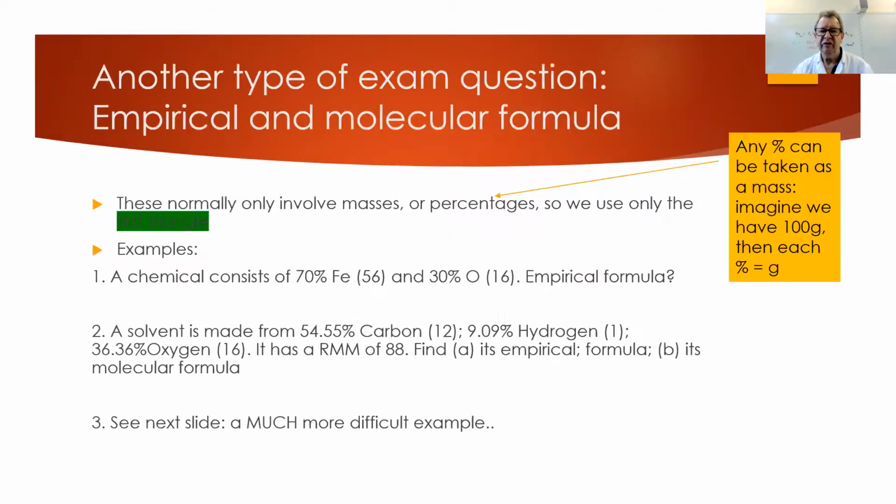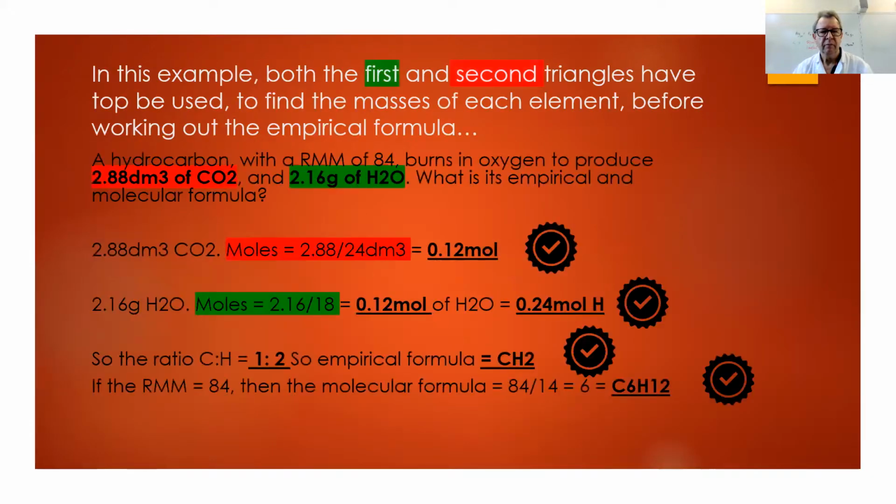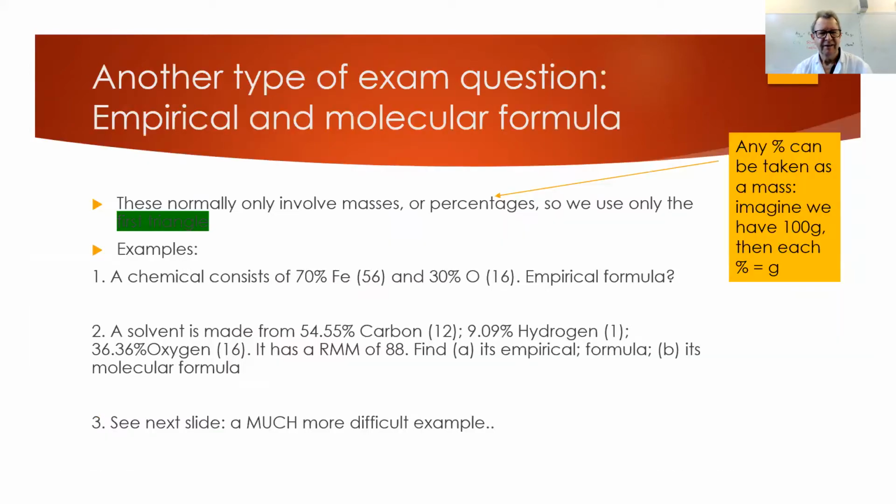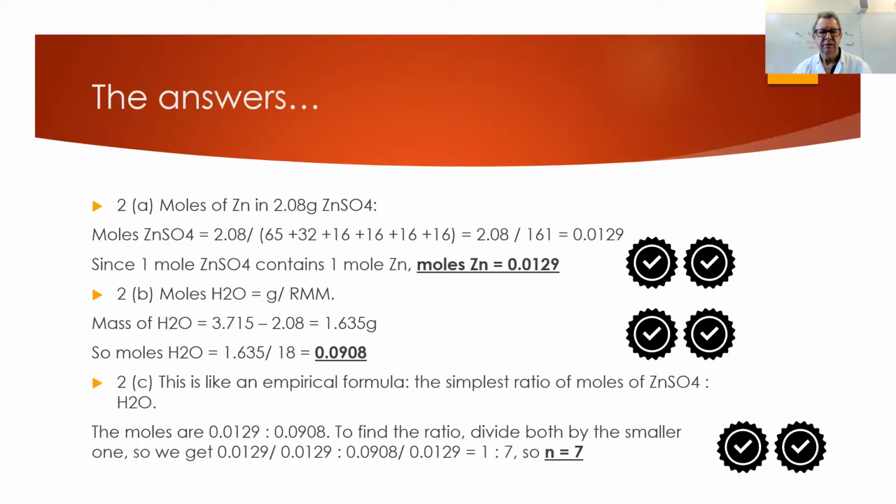And here's the solution. Oops, where's the solution gone? Here we are. My apologies. I went through several pages. Here's the moles of zinc sulfate. Right, we have 2.08. We put that over the mass of this, which is 65.4 plus 32 plus 4 16s, which are 161, and that's the moles of the zinc sulfate.